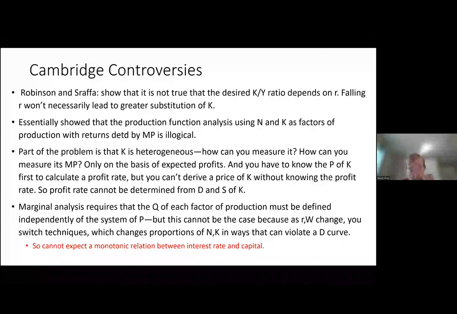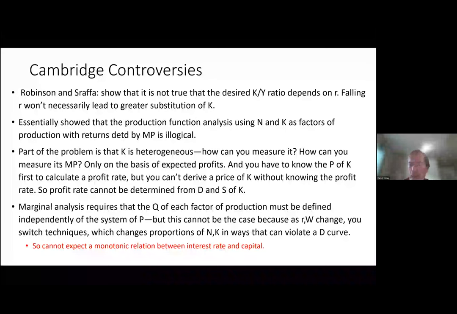A falling interest rate won't necessarily lead to greater substitution of capital. They essentially showed that the analysis that uses capital and labor as factors of production with returns determined by their marginal productivity is illogical. Now, part of the problem is that capital is heterogeneous. How do you measure it?